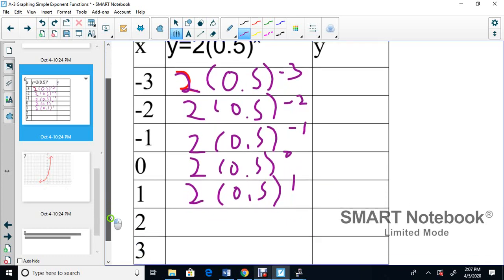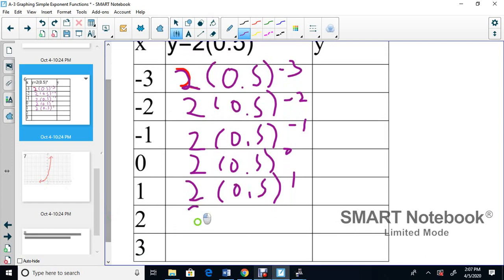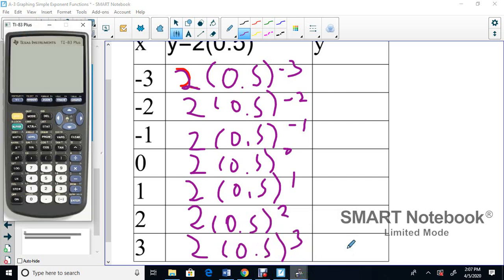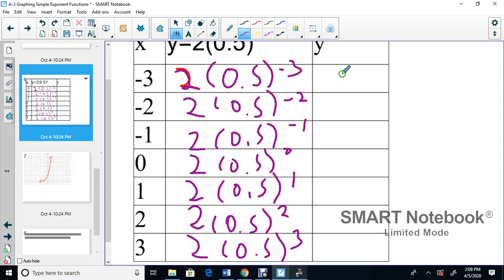Let's bring this down so we can see the rest. And then 2 times 0.5 to the power of 2, and 2 times 0.5 to the power of 3. We're going to go to our calculator again. I want to calculate these out. So let's turn our calculator on. So we got 2 times 0.5 to the exponent negative 3. Let's go back. Now some calculators work differently. I get 16 here.